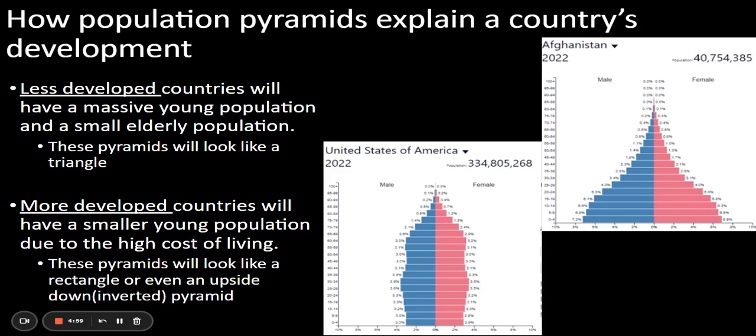The least developed countries are going to have a massive young population and a small elderly population, like you see in this picture of Afghanistan. This is going to look like a triangle. The pyramid is going to look like a true pyramid. The reason is that you're going to have more people having more children. We're going to be talking about death rates, birth rates, fertility rates coming up.